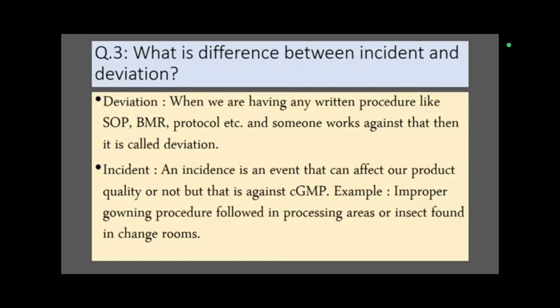Next question, what is the difference between incident and deviation? When we have any written procedure like SOP, BMR, protocol, etc., and someone works against that, then it is called deviation. Whereas an incident is an event that can affect our product quality or not, but it is against the CGMP. Example, improper gowning procedure followed in processing areas or insect found in change rooms.